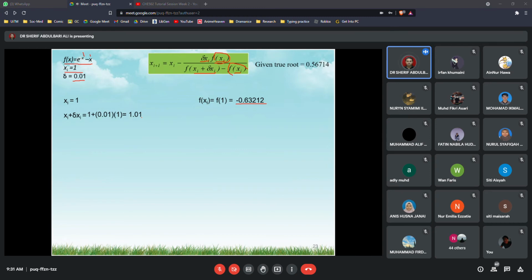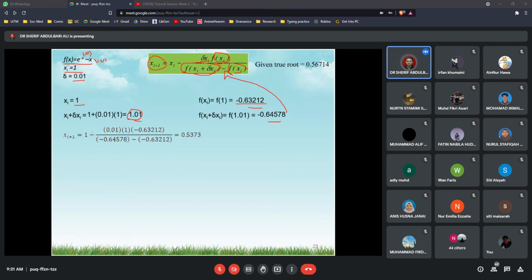This is my second point, which is now this value. I need to find the function for it here. So what's the function when x is equal to 1.01? So I put here 1.01 and 1.01. So the function when x is equal to 1.01, the answer is negative 0.64. So now I have all the four values. Then I can put them here inside this one to find xi plus 1.